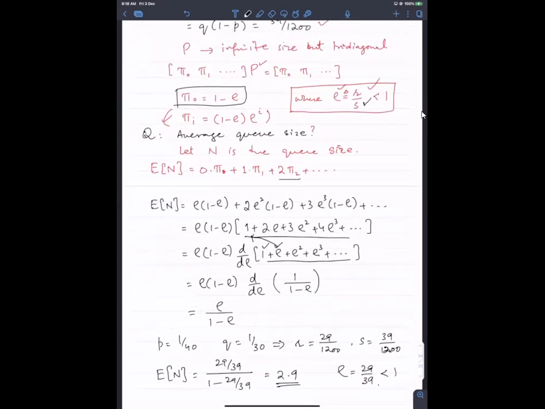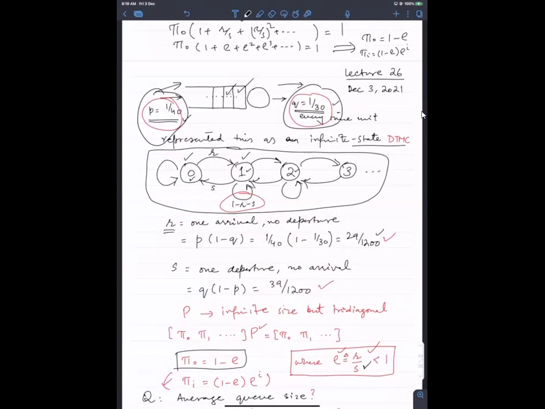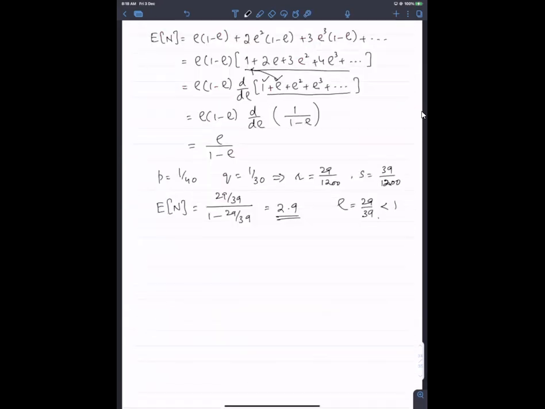Of course, if I increase the arrival rate, if I increase P, then I should expect an increase in the average queue size. If I increase Q, the departure rate, then I should expect a decrease in the average queue size. And you can put in those values, play with them, and find those out. Okay.